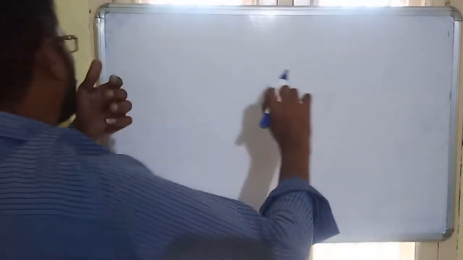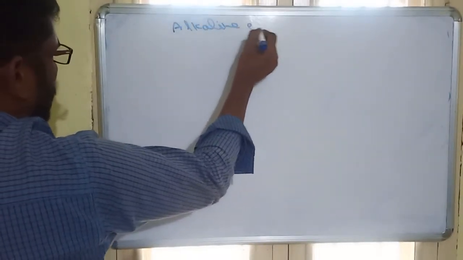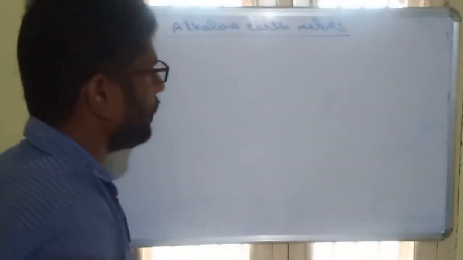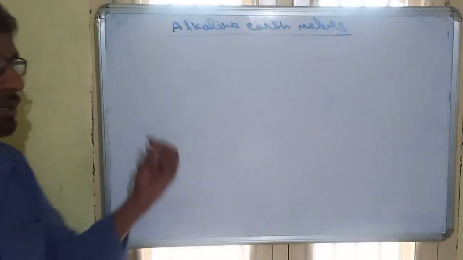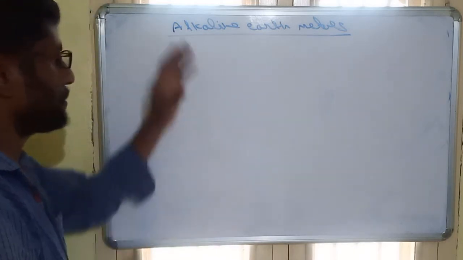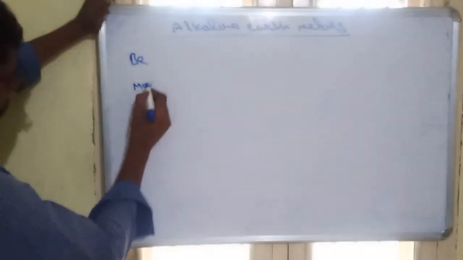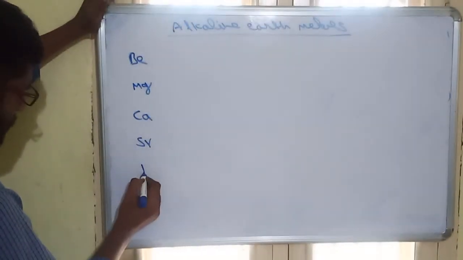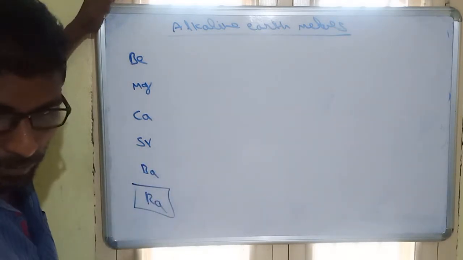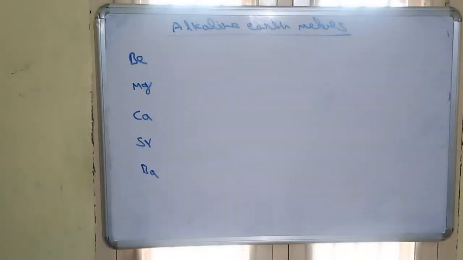Now when we go to the second group, these are the alkaline earth metals. They are also basic in nature. Mostly they are found in the earth's crust as compounds, so they are called alkaline earth metals. These are beryllium, magnesium, calcium, strontium, barium. The last element is radium, a radioactive element, which we are not studying. So from beryllium to barium are the elements of the second group.